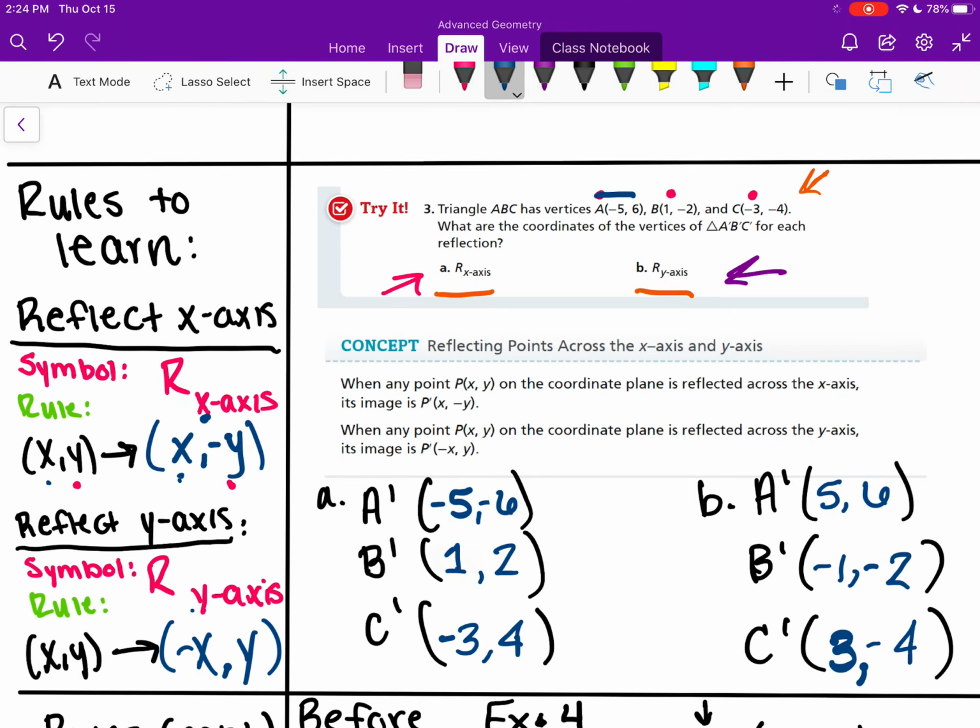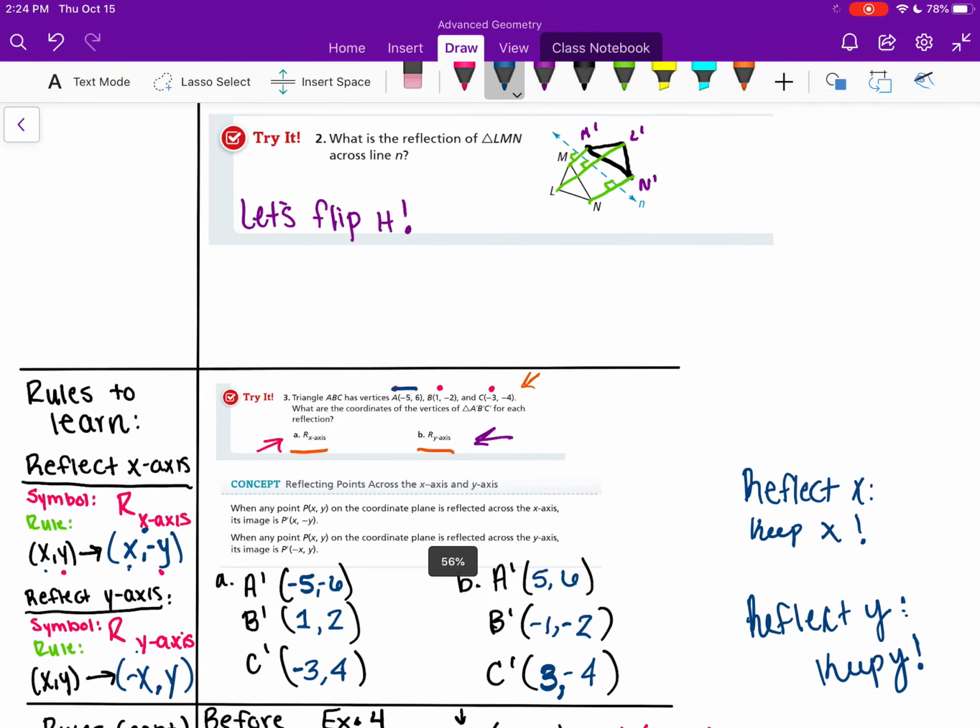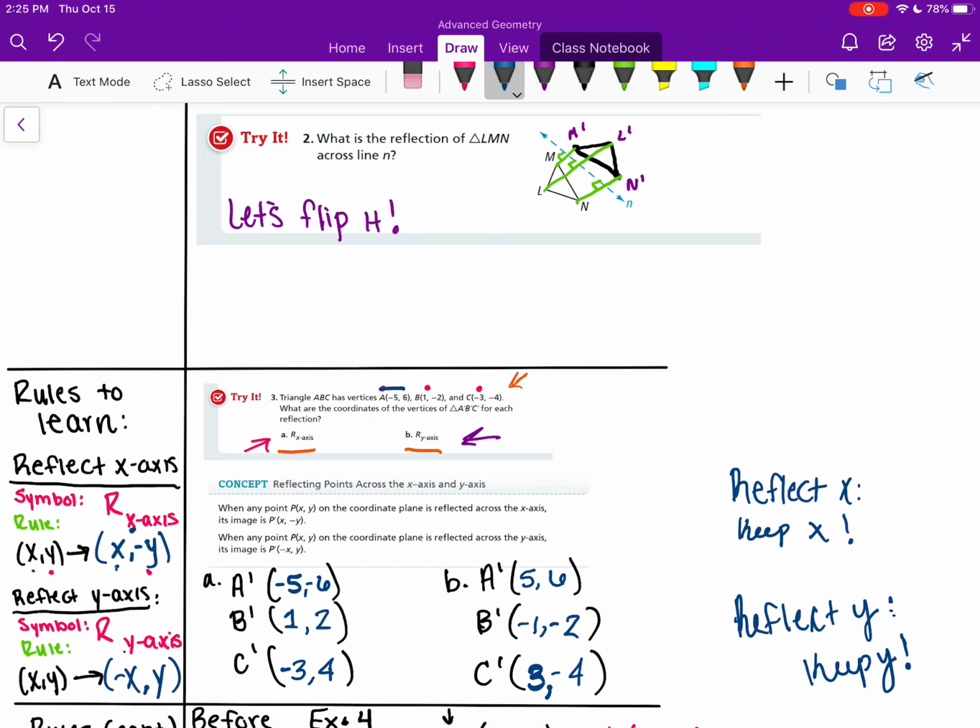So your shorthand, if you just want to remember something really easy: if you're reflecting across the x-axis, keep the x, change the other. If you're reflecting across the y-axis, keep the y, change the other. That makes these type of problems really quick and easy. Don't even need to graph it. Just look at the coordinates, and then you can immediately make one of them negative to find the other coordinate.